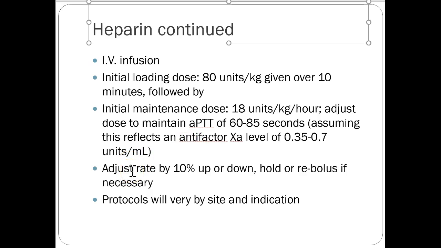Adjust your rate by 10% up or down, and hold and rebolus if you need to. So you might overshoot your goal right away and be like, wow, this patient's really heparin sensitive, and their APTT came back at 110. Okay, well let's ramp that down. Or maybe we hold it for an hour and then start at a lower dose. Or maybe it's really low and they aren't responding. Well, let's give them an extra bolus. So protocols might direct the nurse to do different things.